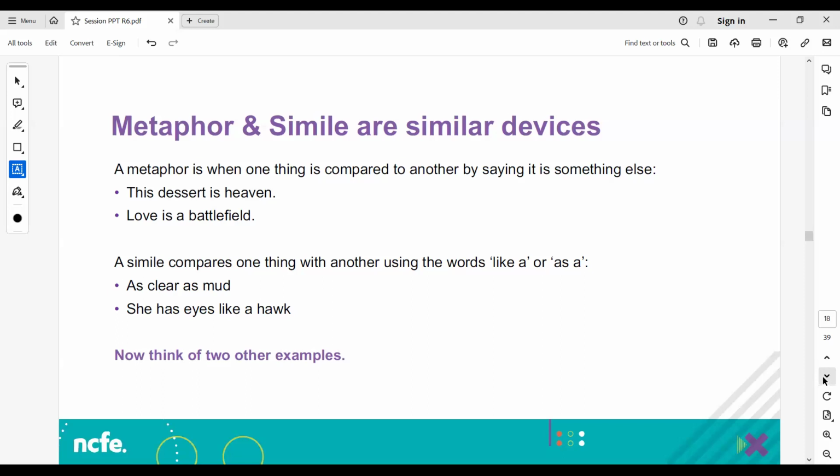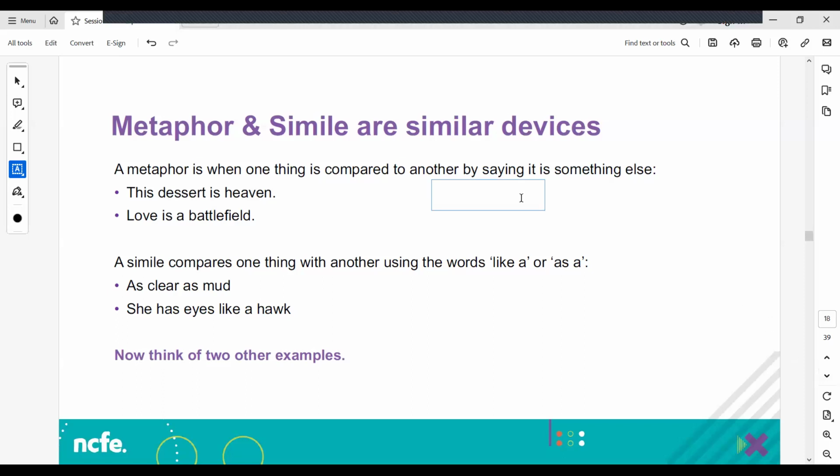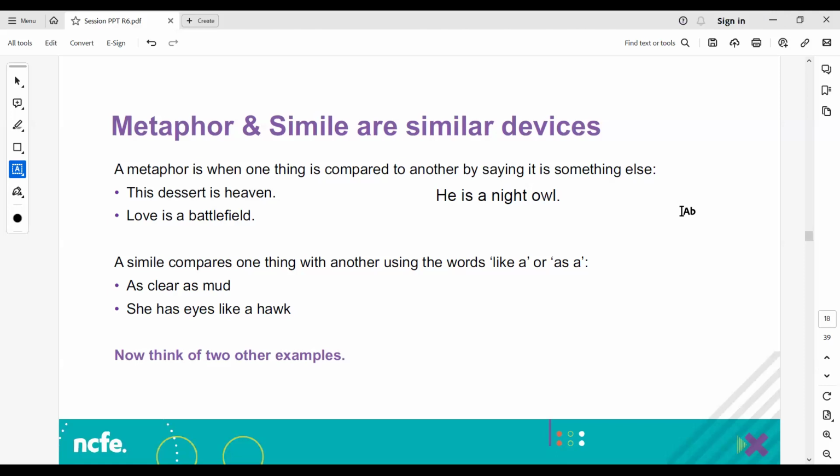So it is quite tricky, so I'm going to give you another example first. He is a night owl. Someone that stays up late at night might be described as a night owl. He's a night owl. So he's not actually an owl. He's not changed into an owl, but we're just saying that this person stays up very late.